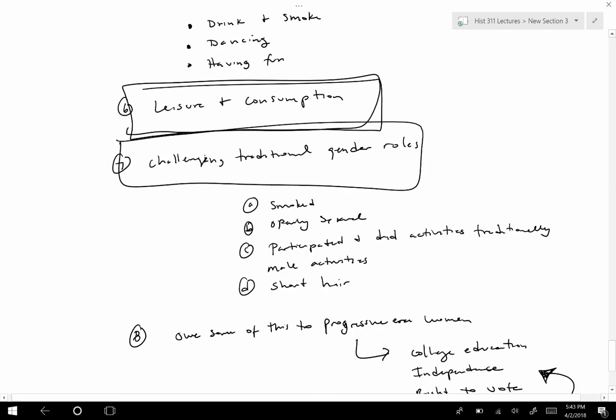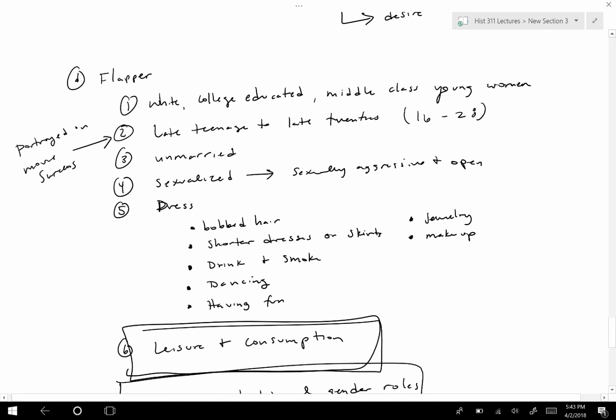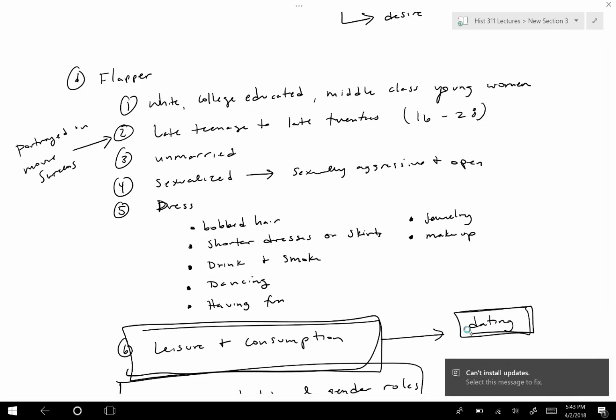8, 9. I want to put it somewhere else than here. We'll put it right here. Dates was a big part. And again, I guess here we'll put it with consumption. That's where it makes sense. Leisure and consumption. It was about dating, which was a new term in the process too.